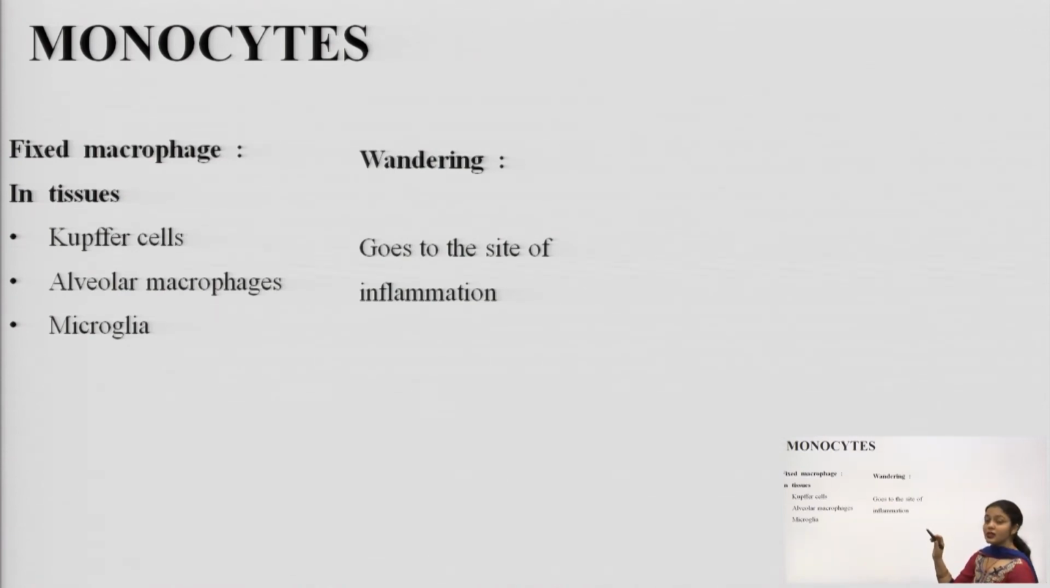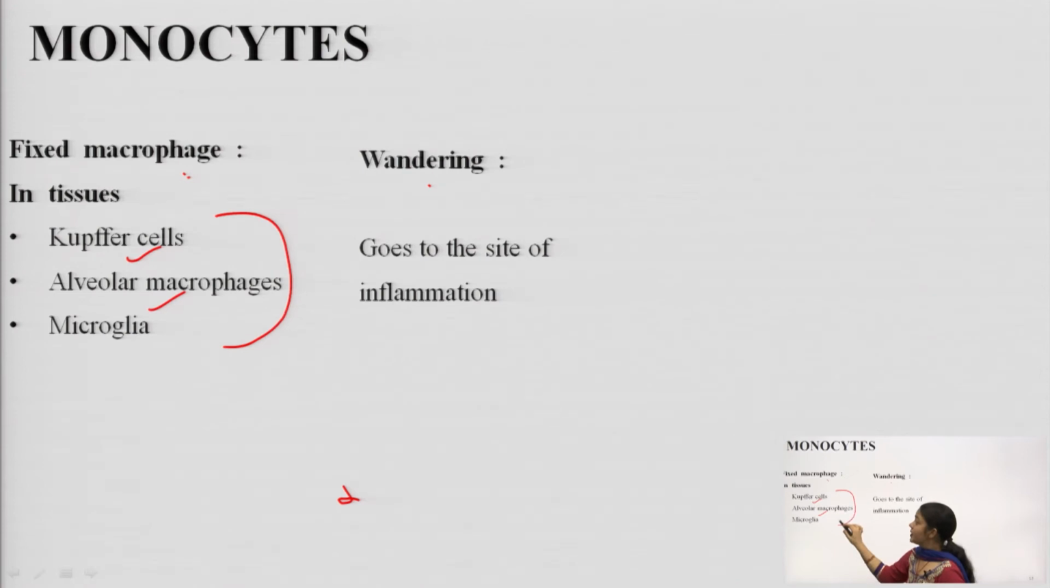The macrophages are of 2 types, fixed macrophages and wandering macrophages. Fixed macrophages are fixed at a particular position in a particular tissue. And when foreign particles come to that position, they phagocytize that foreign particle, like in Kupffer cells, alveolar macrophages and microglia. In these cells, the fixed macrophages are present.